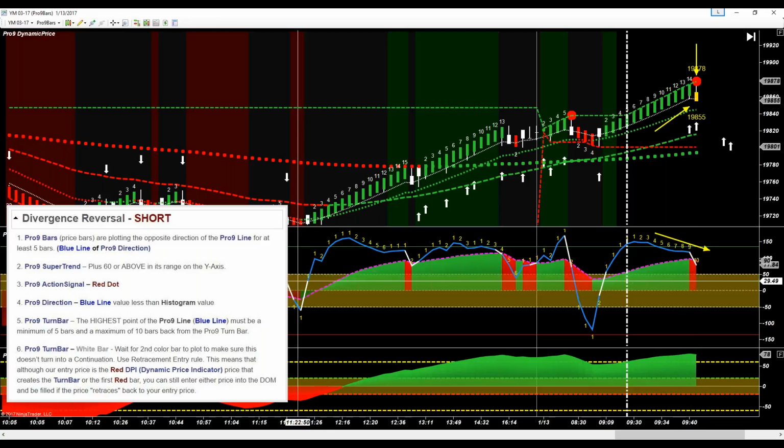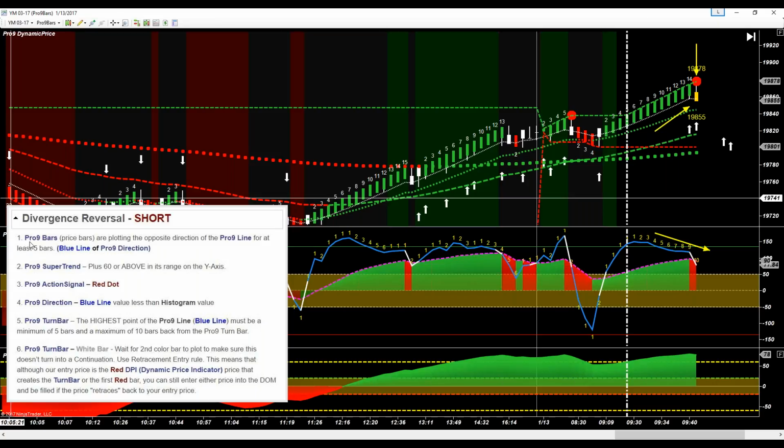Now that we have all of the first 5 of our rules for the divergence reversal qualified, we look at rule 6. We do have our turn bar, but we're going to wait for 2 color bars to plot to make sure it doesn't turn into a continuation. Sometimes, even if we have a perfect setup for a divergence reversal, the trend is so strong that it will just turn into a continuation and then take off, which is okay because we could enter into that continuation if it's likely to be qualified.